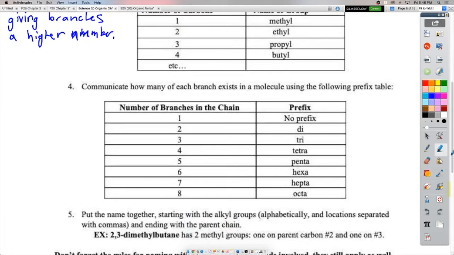Okay, great. Now, if there is more than one branch of the same type, all we do is add a prefix to say how many. So if there's just one, we don't bother. But if there's 2, we would say di, 3, tri, 4, right? A triangle has 3, a tricycle has 3 wheels, tetra, penta, hexa, hepta, octa, okay?